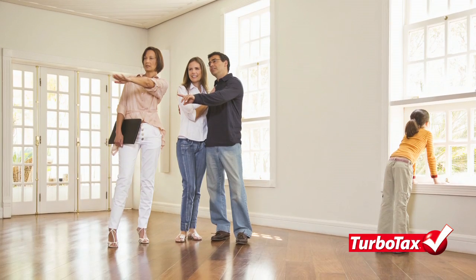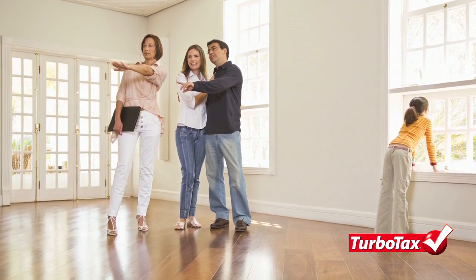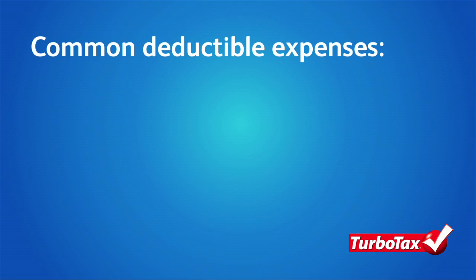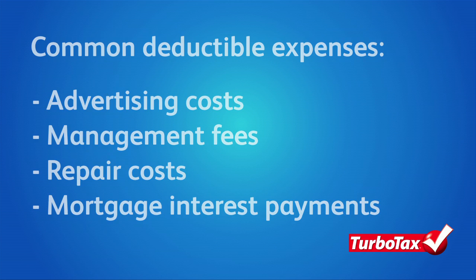But the one nice thing about reporting your rental income on the Schedule E is that you get to deduct the expenses you incur for the rental property, which ultimately can reduce the amount of tax you will have to pay. Some of the expenses that are deductible include advertising costs, fees you pay to a management company, repair costs, and mortgage interest payments for the property.